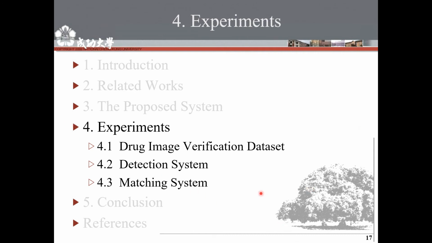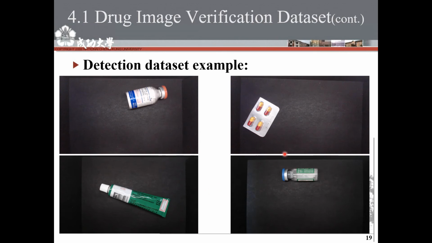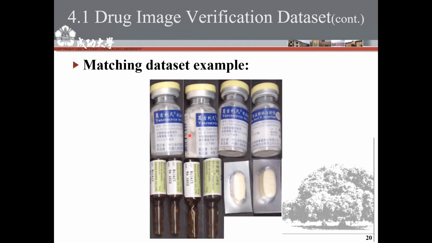And now we go into the experiment. The dataset we use for the verification test is shown on this page. We can see the camera type, resolution, categories, detection database, and matching dataset. We place the medicine in random positions and angles. And here are 10 pictures as examples of the matching dataset. They were cropped after the detection system.